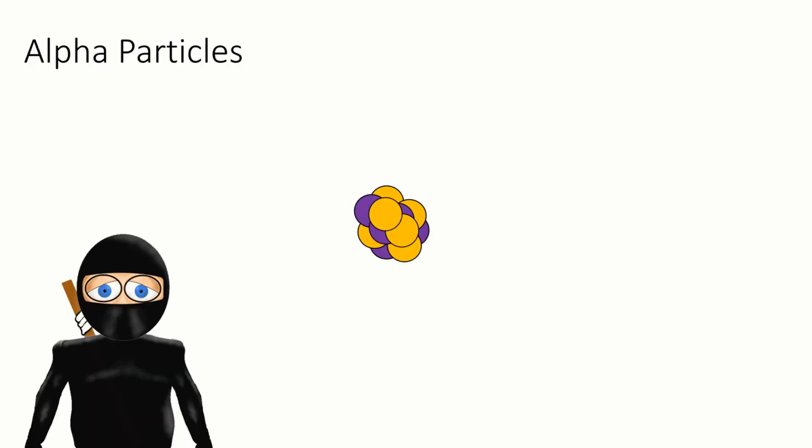Alpha particles are the largest of the three. Now, don't get me wrong, they're still tiny compared to the objects that we experience every day, but in the world of particle physics they're pretty big. Alpha particles occur during alpha decay. During alpha decay, the nucleus spits out a particle that's made of 2 protons and 2 neutrons.